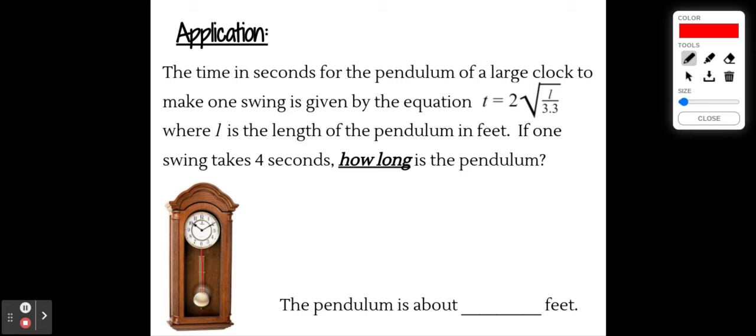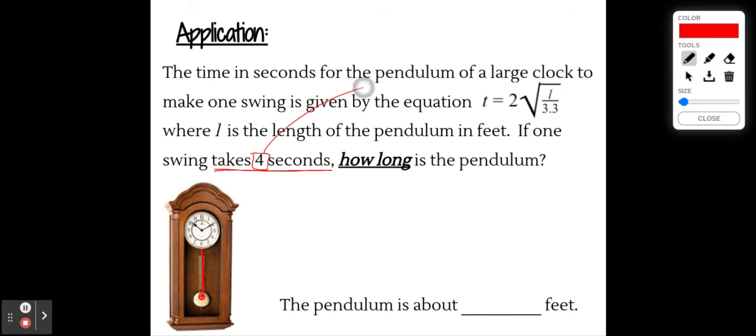This right here is the pendulum. So imagine this clock super huge. All right, this equation that we're given here is going to tell us the time that it takes to make one swing. Okay, so if one swing takes 4 seconds, how long is the pendulum? So we're told the time in seconds here, 4 seconds, and we're wondering how long the pendulum would be if it takes 4 seconds for one swing.